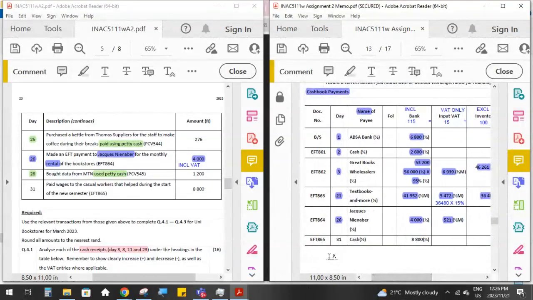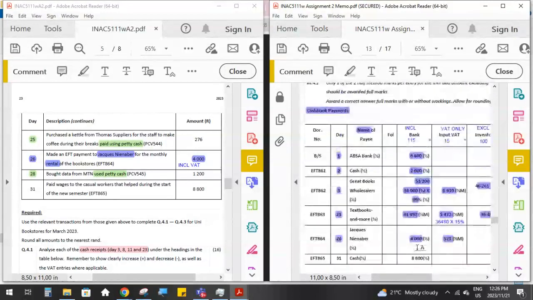And then in this one over here, we've got one last one. We didn't have to do column totals, and we've got one last payment. We paid wages to casual workers that helped during the start of the new semester, 8,800. Wages is not a VAT supply because it's not the supply of goods or services. Okay, we are not selling goods or services, or purchasing goods or services from another business. We are paying somebody for their labor, no VAT involved.